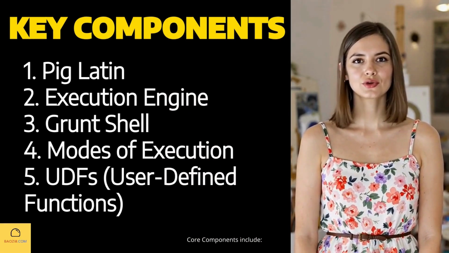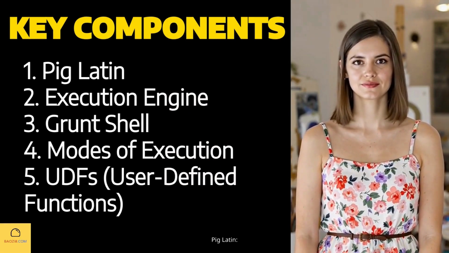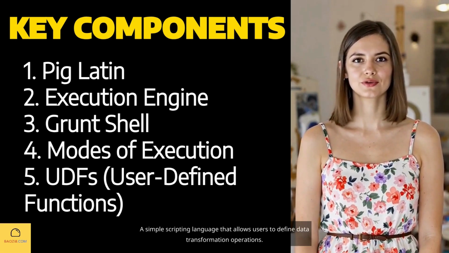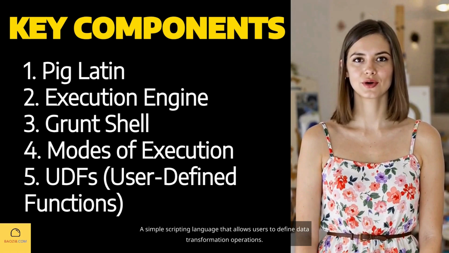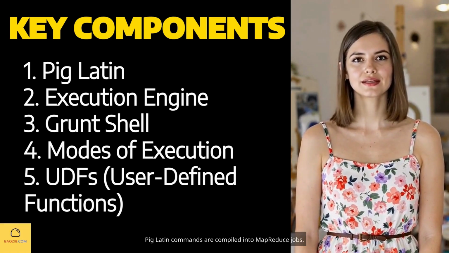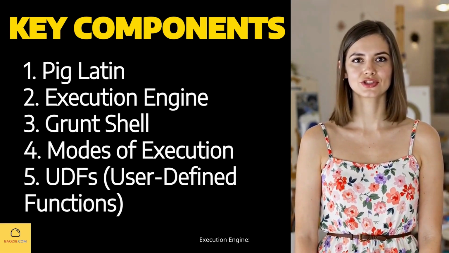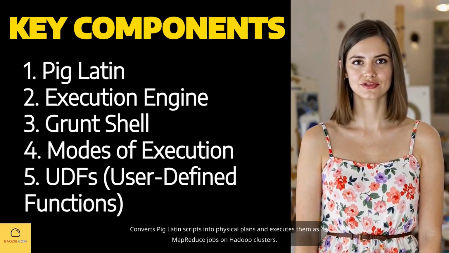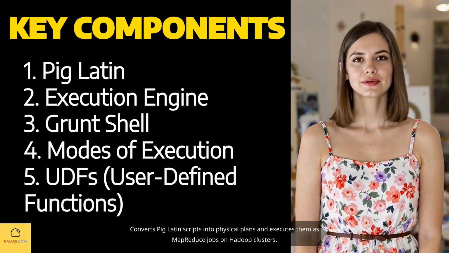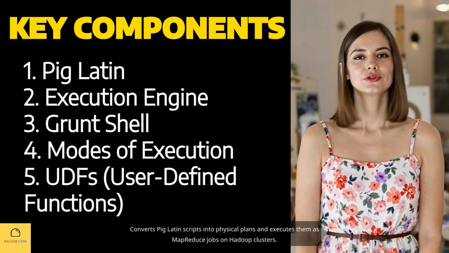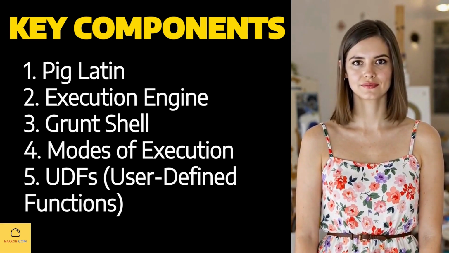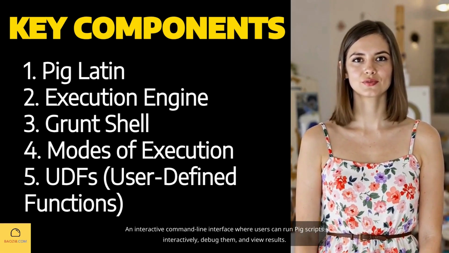Core components include 1. Pig Latin, a simple scripting language that allows users to define data transformation operations. Pig Latin commands are compiled into MapReduce jobs. 2. Execution engine. Converts Pig Latin scripts into physical plans and executes them as MapReduce jobs on Hadoop clusters. 3. Grunt shell. An interactive command line interface where users can run Pig scripts interactively, debug them, and view results. 4. Modes of execution.